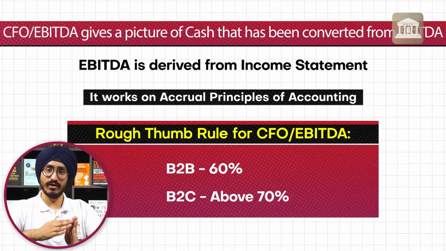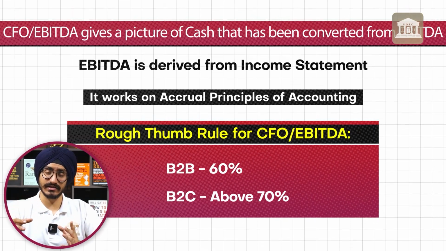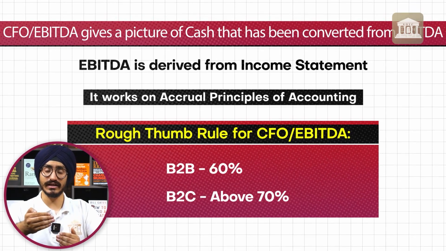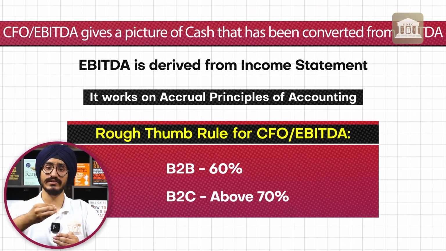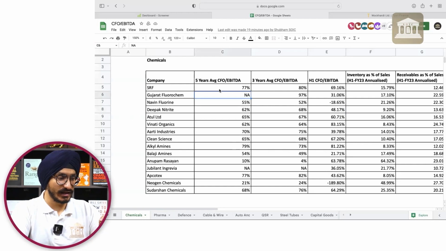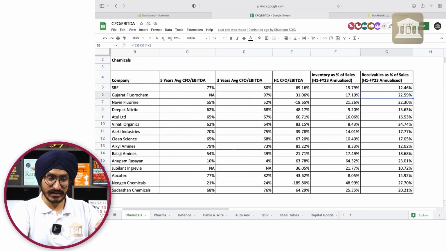And in the B2B or B2C businesses where cash conversion is really good, where the trade receivable days are really low, you will see that the CFO to EBITDA ratio will be anyway above 65 to 70%. So let's look at the chemical sector, and let's look at SRF first. You'll find this sheet in the description box below.